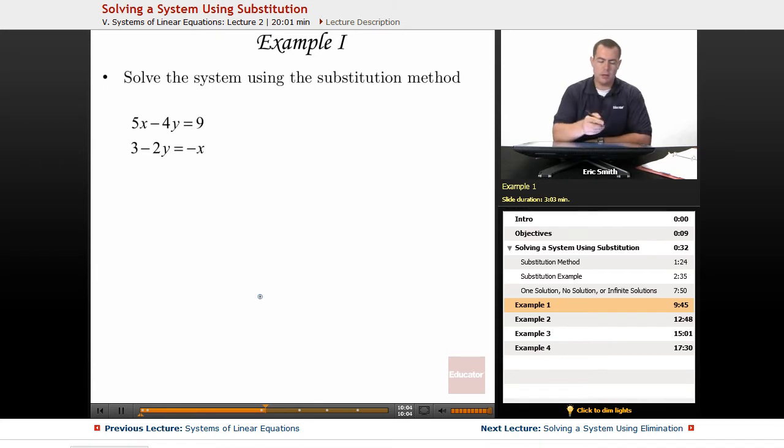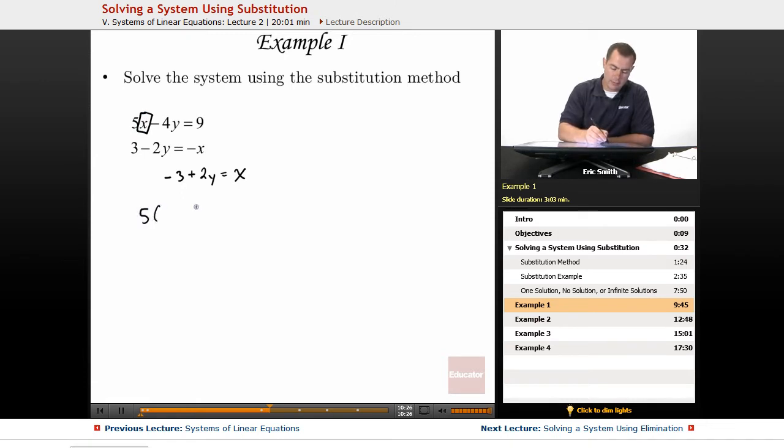It looks like it might be a good idea to solve for x down here since it's almost all by itself anyway. We'll just go ahead and multiply everything through by a -1. So -3 plus 2y equals x. Now that we have what x is equal to, we'll substitute it into the first equation for that x. We'll leave lots of space and put it in there. So -3 plus 2y.